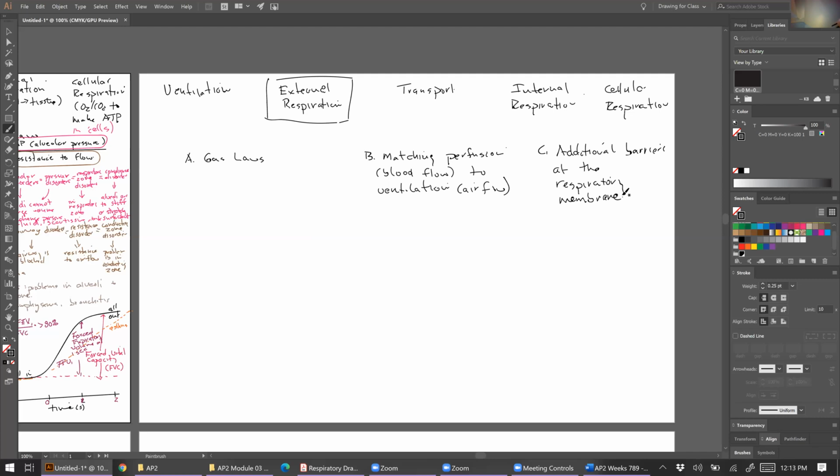Okay, so the first law is Henry's law. And you want to know this one because it has to do with things like the bends and also just that we're surrounded by nitrogen. So Henry's law basically says that gases do not go into solution equally.